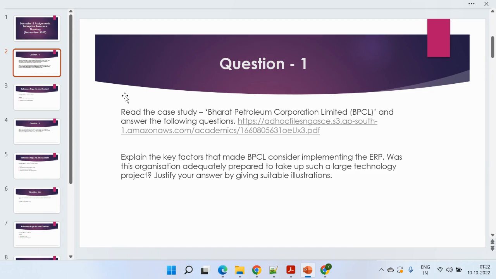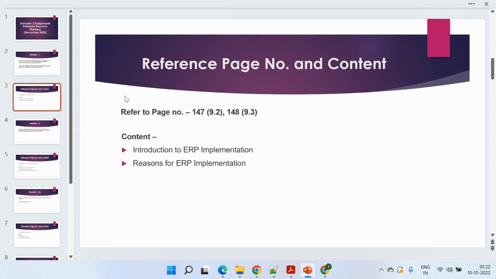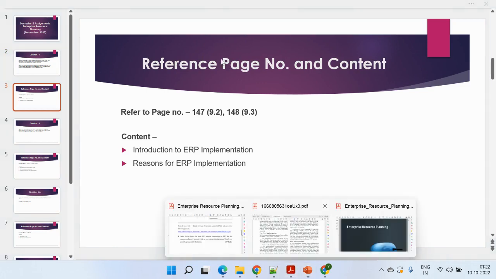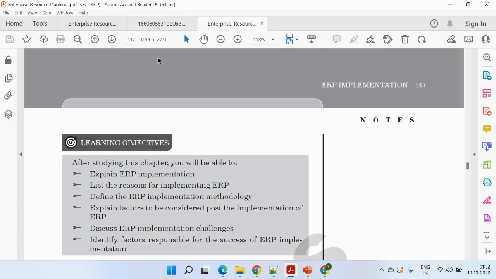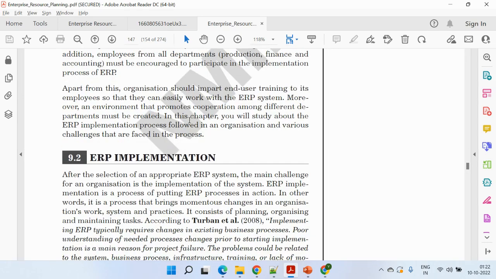In this question, we are talking about the ERP implementation. What are the key factors which we need to consider while implementing any ERP? And after that, you need to refer again to that PDF to write something about BPCL. First, we will talk about the generic steps. So, what page numbers to refer to? Page numbers 147 and 148. So, going to this book, going to page number 147.